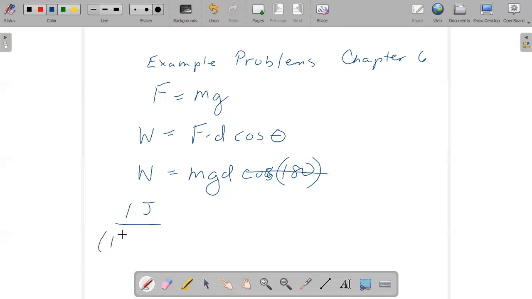So 1 kg times 9.8 meters per second squared equals 0.1 meter. All right, so a joule is a pretty small unit as far as it goes.